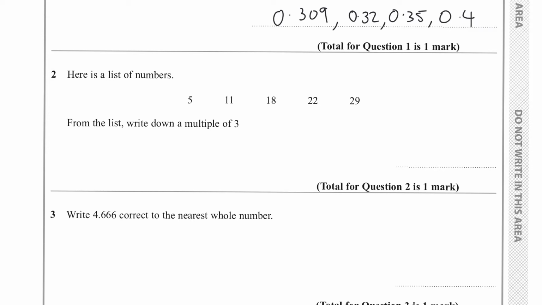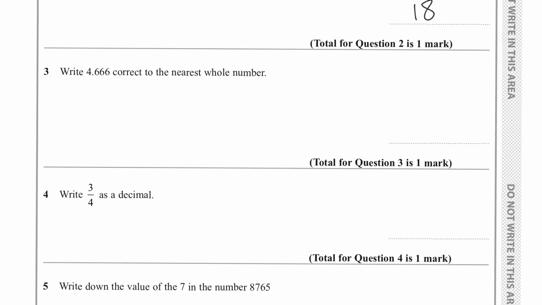And then going over to question 2, it says here's a list of numbers and it wants us to write down a multiple of 3. So our multiples of 3, looking at this information, is our 18. There is no other multiple of 3 present. Then looking at the next question, it says write 4.666 correct to the nearest whole number. So remember, with your rounding up numbers, look at the first decimal place, and if it's greater than 5, then usually round up. So we've got a 6 here, so we're going to round this number up to 5. So that would be that answer.